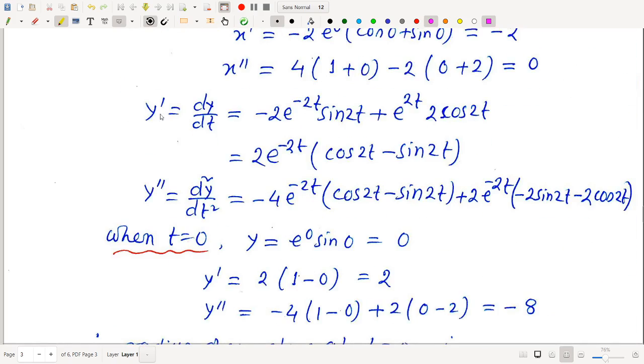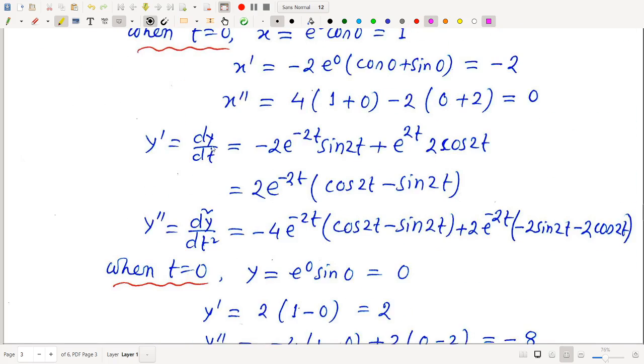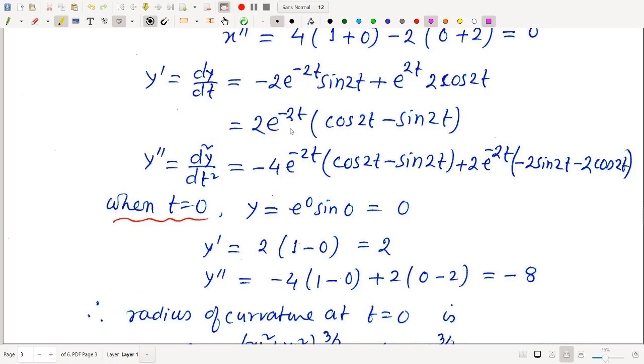Now we see y dash. y is e to the power minus twice t sin twice t, so y dash is dy by dt. As before, e to the power minus twice t derivative is minus 2 e to the power minus twice t, sin twice t remains, plus e to the power minus twice t remains, sin twice t derivative is 2 cos twice t. So 2 e to the power minus twice t common, cos twice t minus sin twice t. Then y double dash, d square y by dt square. Again differentiating, minus 4 e to the power minus twice t, cos twice t minus sin twice t remains, plus 2 e to the power minus twice t remains, cos twice t derivative is minus 2 sin twice t and sin twice t derivative is 2 cos twice t.